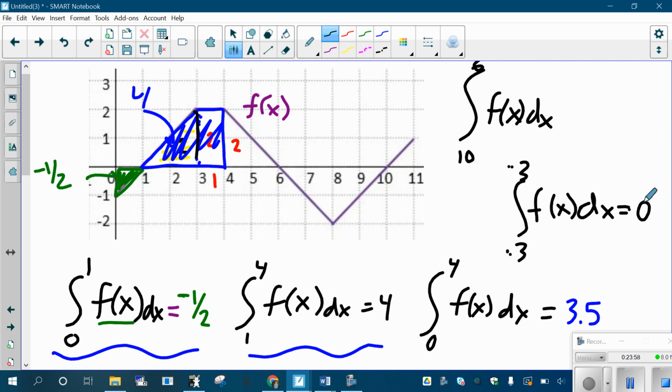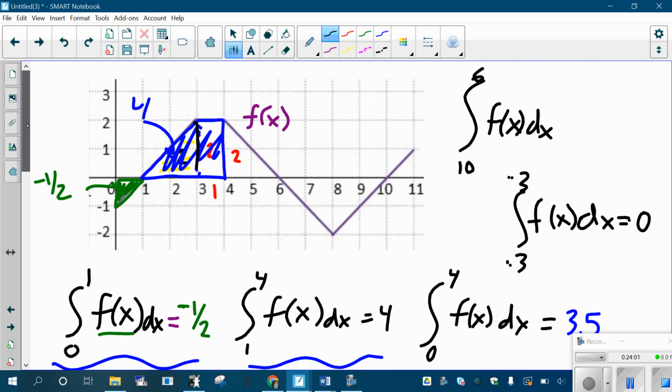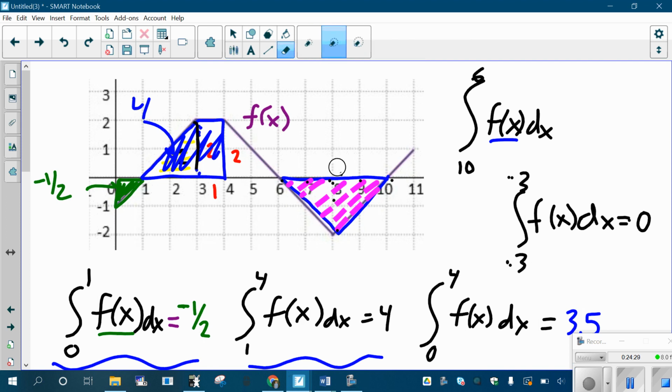Last one here. This is a hard one. Pay attention right now. The area underneath f of x from 10 to 6. Okay, there's a couple of weird things going on here. It's talking about this region. Well, first, let's just find the area. It's a triangle. It's got 1, 2, 3, 4 as its base. Its height is 2. 4 times 2 is 8. Divided by 2 is 4. So the region's area is 4.